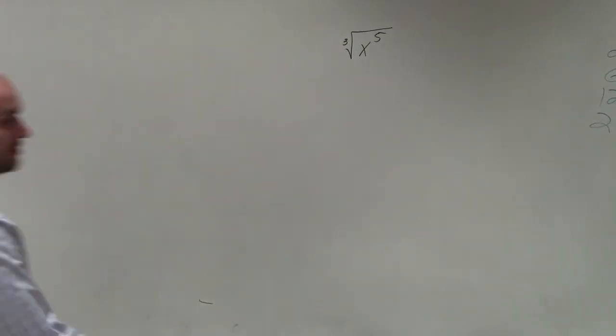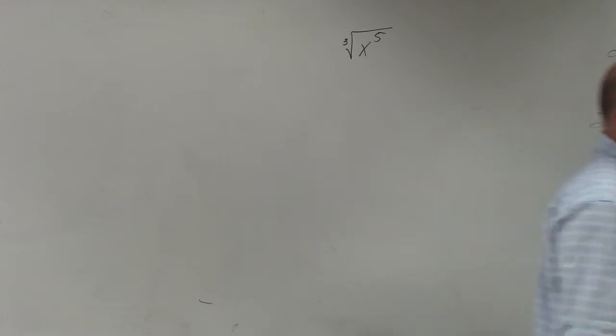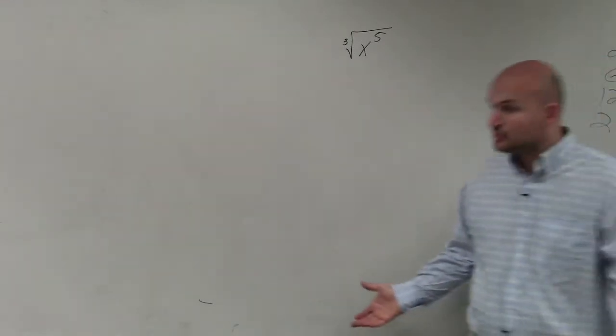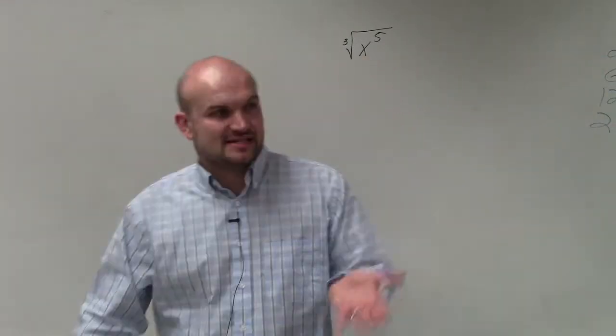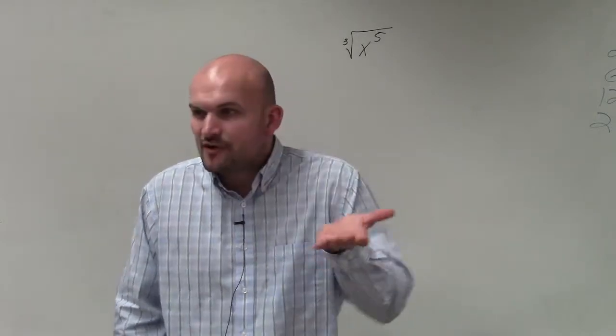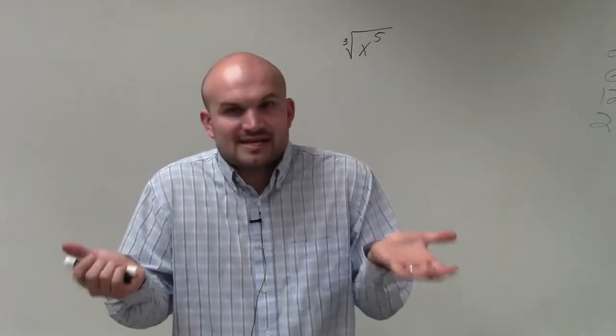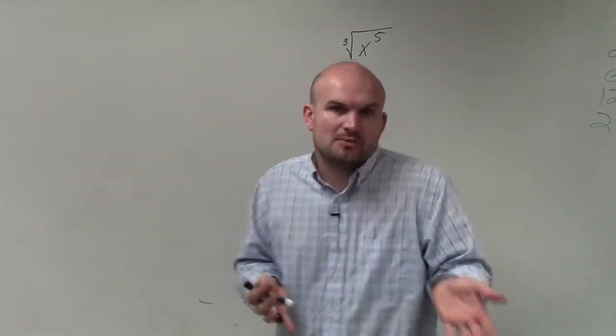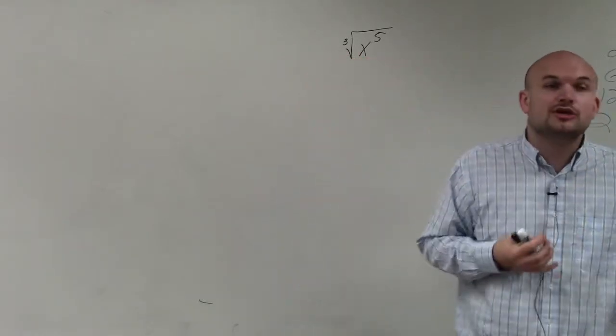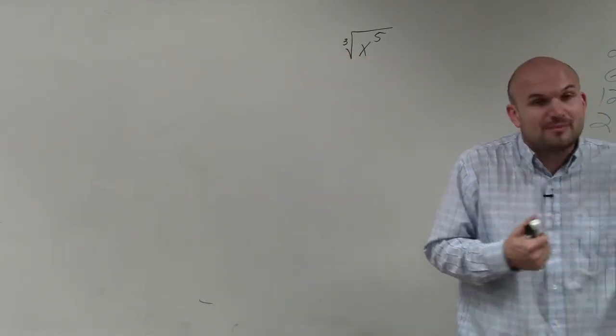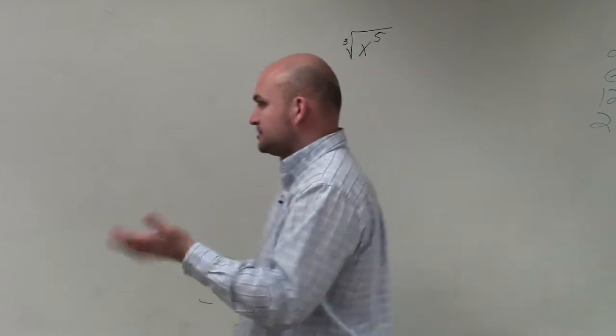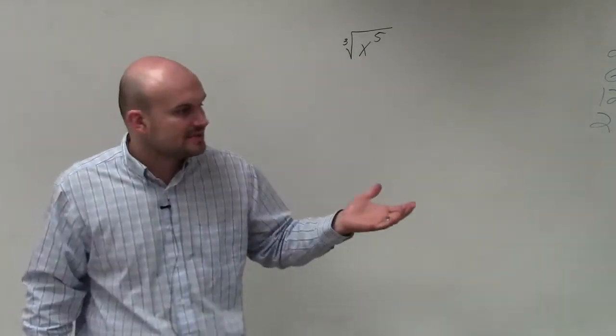In this example, I'm going to show you how to take cube roots, or rather, how to take roots of variable expressions. We talked about numbers, which you're familiar with. When I say square root, you're thinking of what number multiplies by itself twice. With a cube root, you're thinking about what number multiplies by itself 3 times. The fourth root is what number multiplied by itself 4 times, all right?